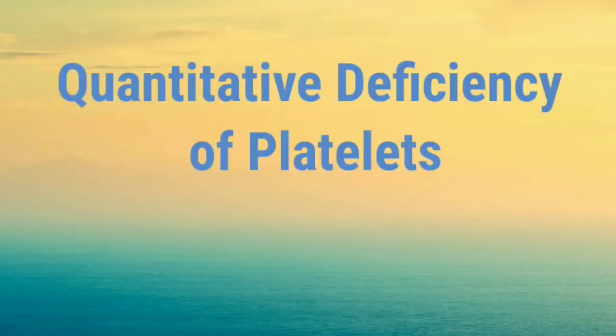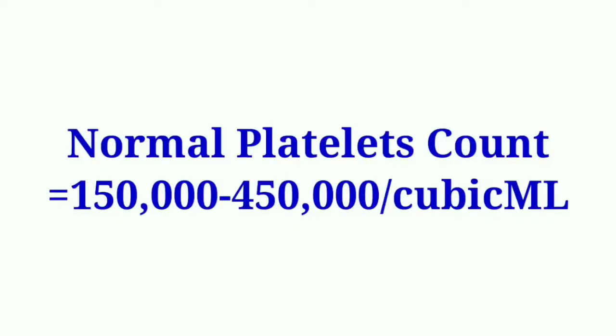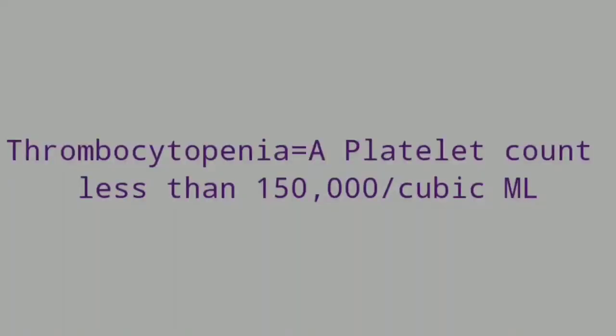In this video we will talk about quantitative thrombocytopenia. In order to define thrombocytopenia, first we need to know what the normal level of platelets in the body is. The normal level of platelets in the body is from 150,000 to 450,000 per cubic milliliter. Now, the definition of thrombocytopenia is whenever the count of platelets in the body falls below 150,000 per cubic milliliter, we call it thrombocytopenia.